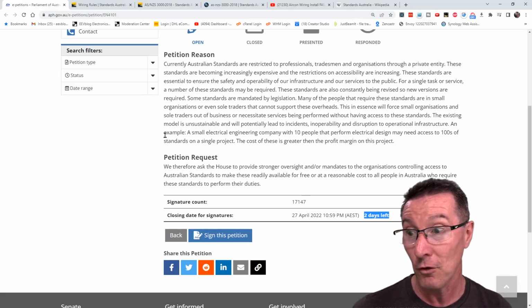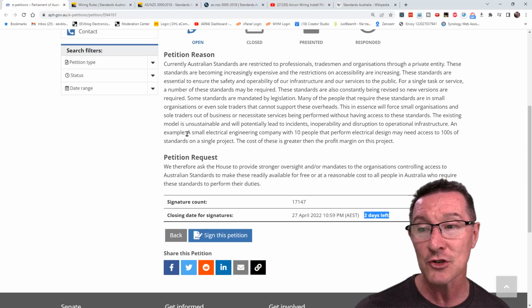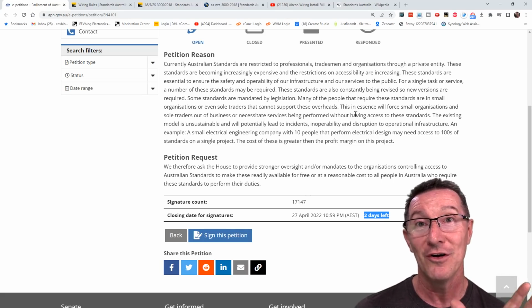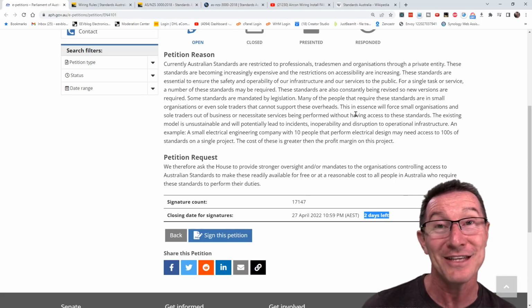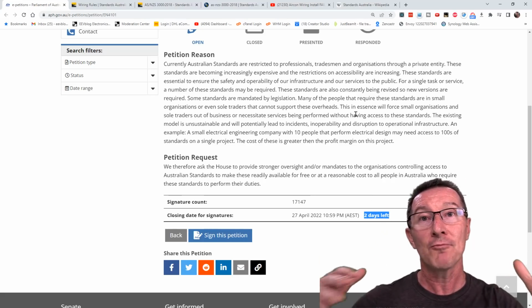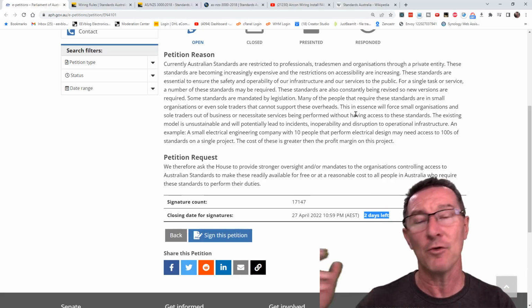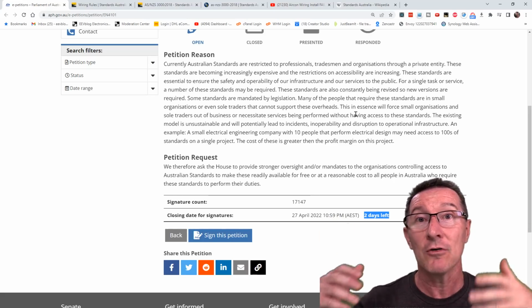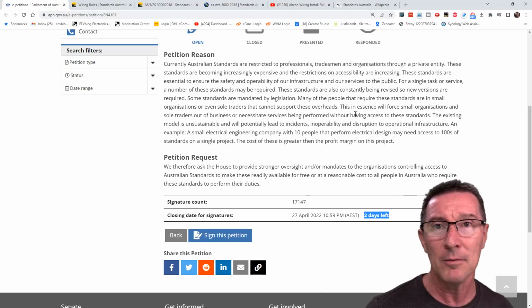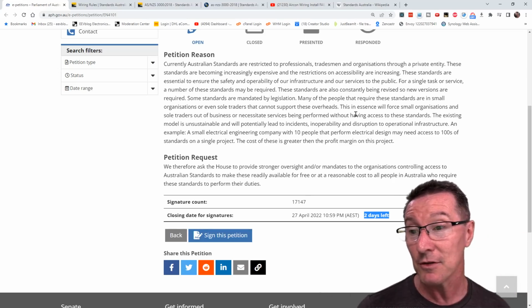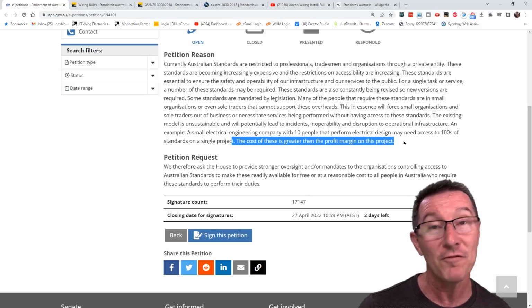Here's an example, they put it for EEs in here. A small electrical engineering company with 10 people that performs electrical design may need access to hundreds of standards on a single project. And having worked on stuff like this, yes, this is a big deal. You do often require many different standards as you go down the rabbit hole of the design process. And it's even worse if you're working on infrastructure, like you're a civil engineer or a mechanical engineer, working on big things where there are many different standards covering it. This can be a big deal. The cost of these is greater than the profit margin on this project.